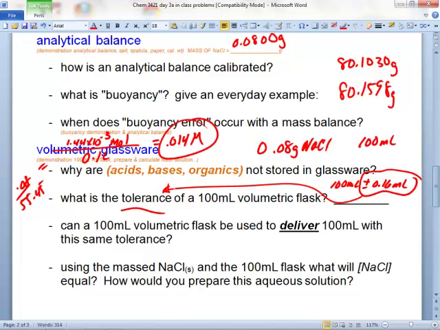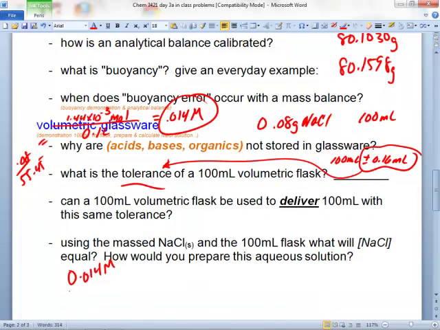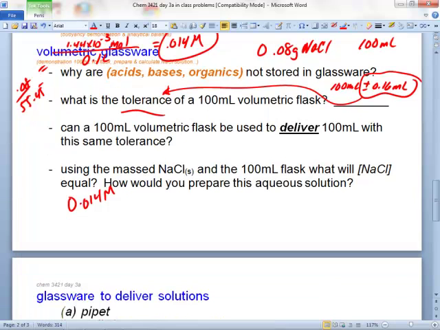Okay. So definitely no. Using the mass of sodium chloride, what will the concentration be? Oh, we already did this one. Will the concentration of sodium chloride equal 0.014 molar? We skipped; we should have waited to do that. And how would you prepare it? Well, you kind of saw me: mass it out, dump it in there, dissolve it, fill it up to the mark. Do you recognize this? The brackets mean concentration.